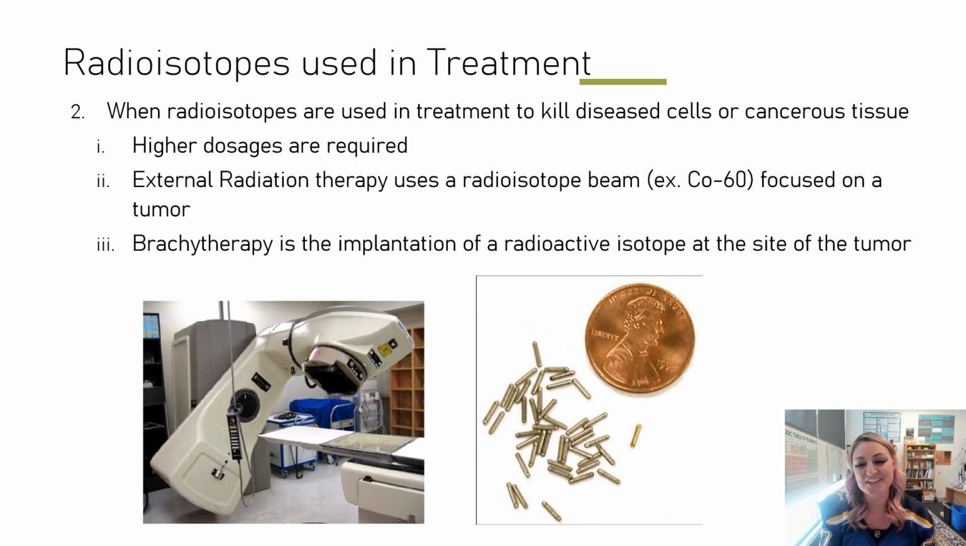And we briefly touched on this in our previous podcast, but I'm just going to mention this again when we talk about radioisotopes that are used in treatment.